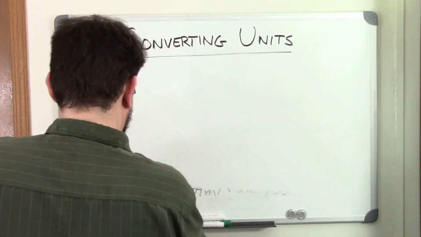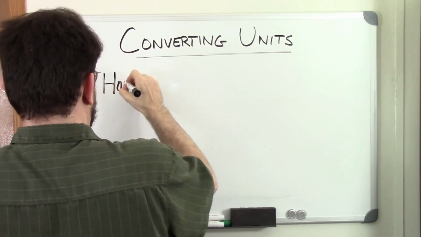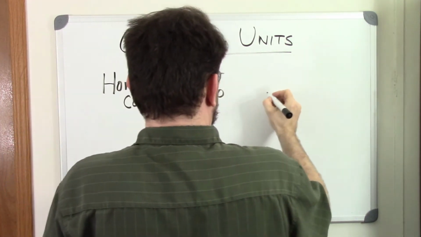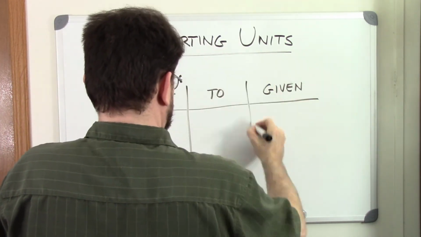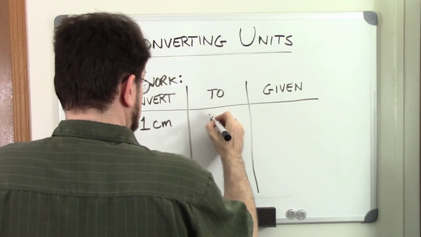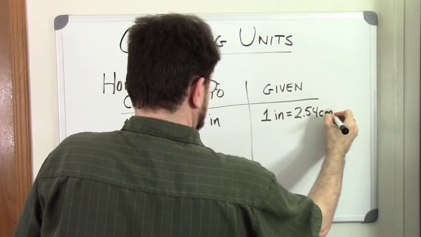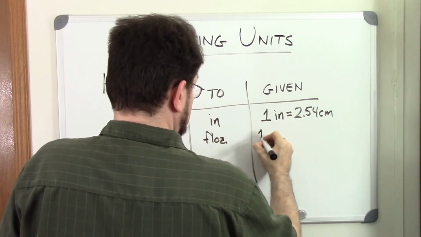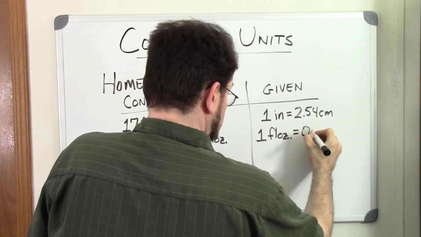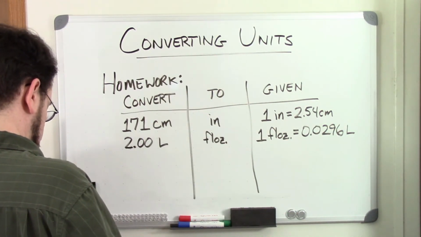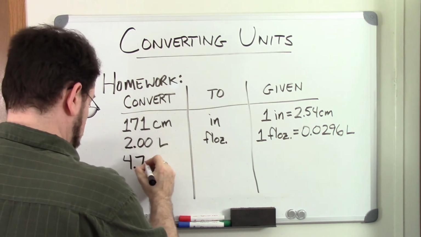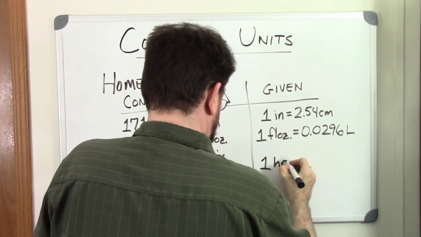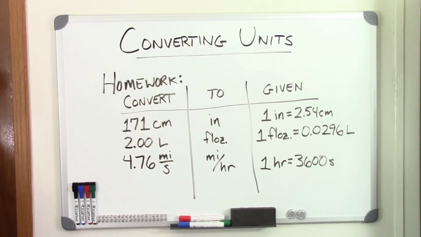Okay, now it's your turn to try. As usual, I'll put the answers in the video description. I'm 171 centimeters tall. How tall is that in inches? Remember that 1 inch equals 2.54 centimeters. How many fluid ounces are there in a 2-liter bottle of soda? 1 fluid ounce is equal to 0.0296 liters. The International Space Station orbits at 4.76 miles per second. How fast is that in miles per hour? Remember, 1 hour is equal to 3,600 seconds.